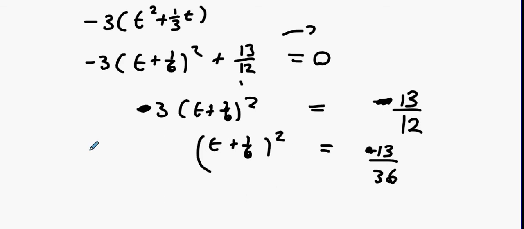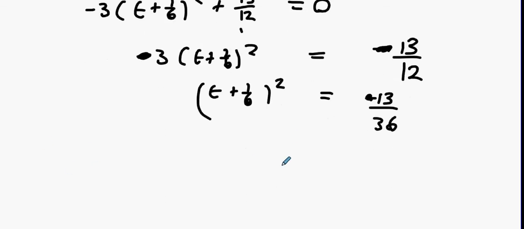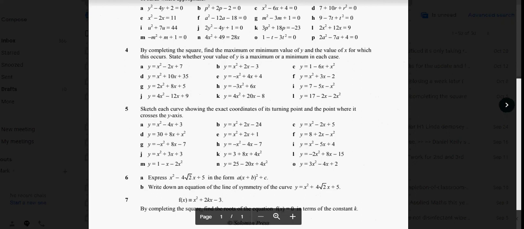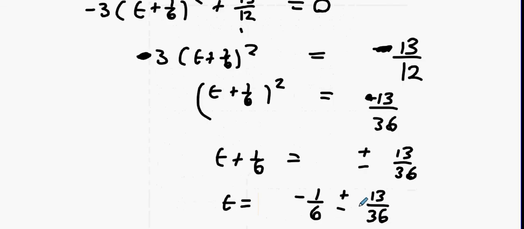What do I do to both sides? Square root them. T, what do you say? So t plus a sixth is plus or minus the square root of 13 over 36. And what do I do with the sixth? Minus 1/6 plus or minus the square root of 13 over 36. Now get this. I need a calculator. Can somebody get both those answers in decimals for me, please? Just really quickly. One of them in decimals and the other one in decimals. Really quickly.